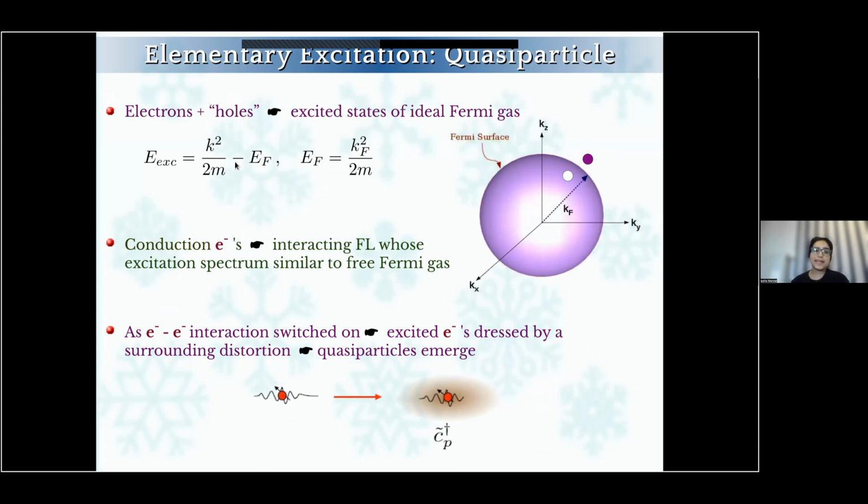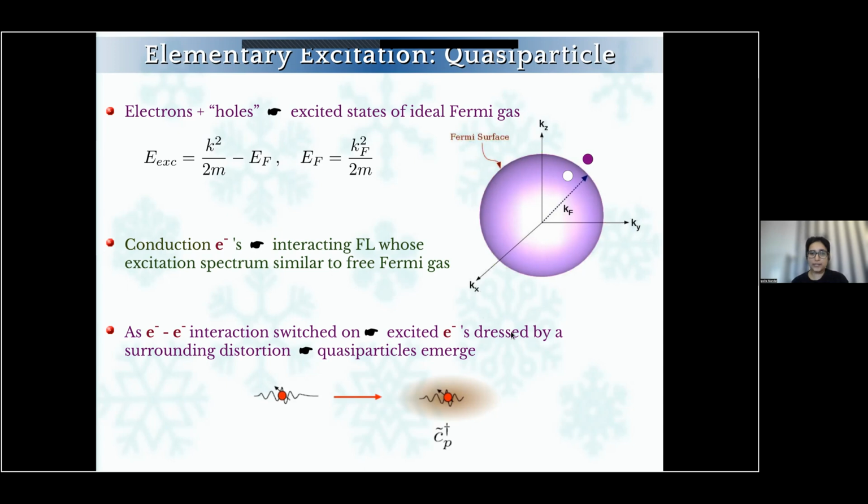So the energy of the excitation measured with respect to the Fermi energy is given by k squared by 2m minus EF, where EF is the Fermi energy of the system. Now, if we consider conduction electrons in real materials, then it is an interacting Fermi liquid. However, its excitation spectrum is similar to that of a free Fermi gas, where we can invoke this particle-hole excitation picture.